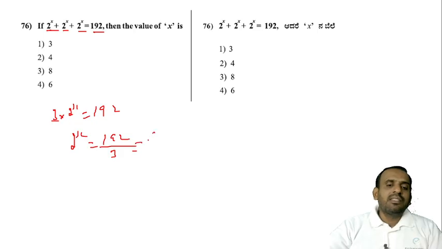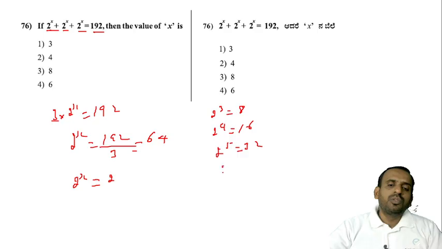So 3 6 are 18, 3 4 are 12. So 64. So 2 to the power of x is equal to 64. Now we need to think 2 to the power of how much will give us 64. Suppose we say 2 to the power of 3. You should know this, 2 to the power of 3 means 8. 2 to the power of 4, 16. 2 to the power of 5, 32. 2 to the power of 6, 64.